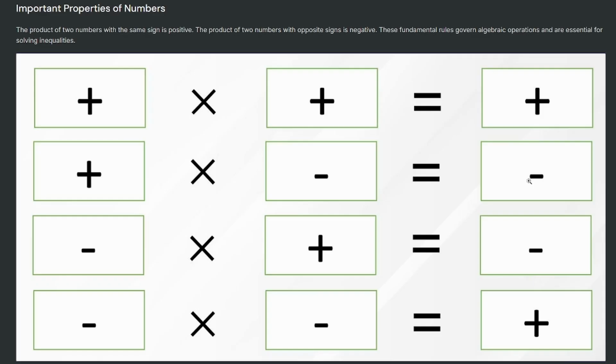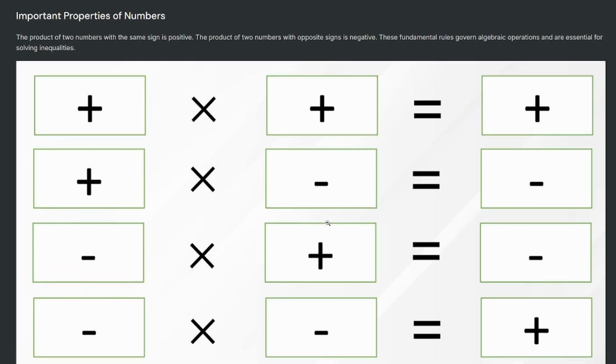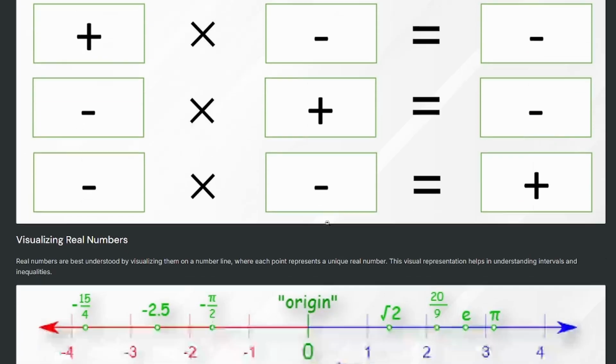Okay, here is a basic property of mathematics we must have read in grade 5. Basically, it means positive times positive always gives positive, and negative times negative always gives positive. Same sign always gives positive, and different signs give negative. This is the basic property of multiplication.